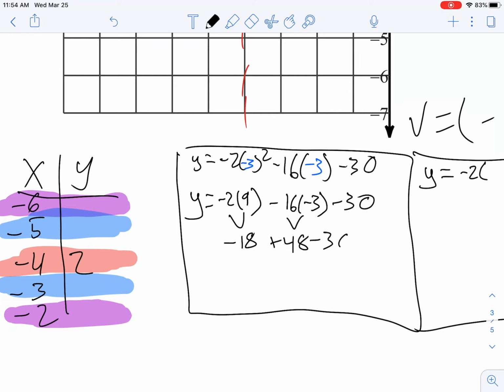And then -30. And then as I go through, 48 minus 18 should give me 30 minus 30. So y equals 0. Yes, all that work just to get a 0. So when I plugged in a -3, I got out a 0.